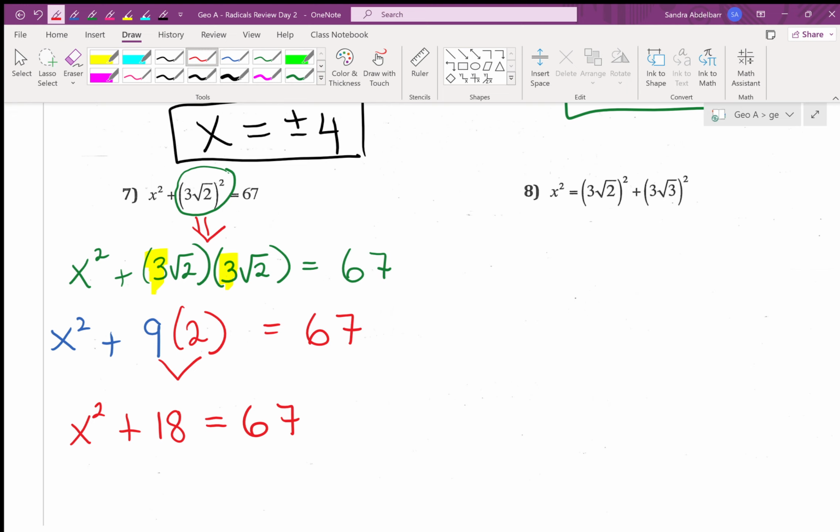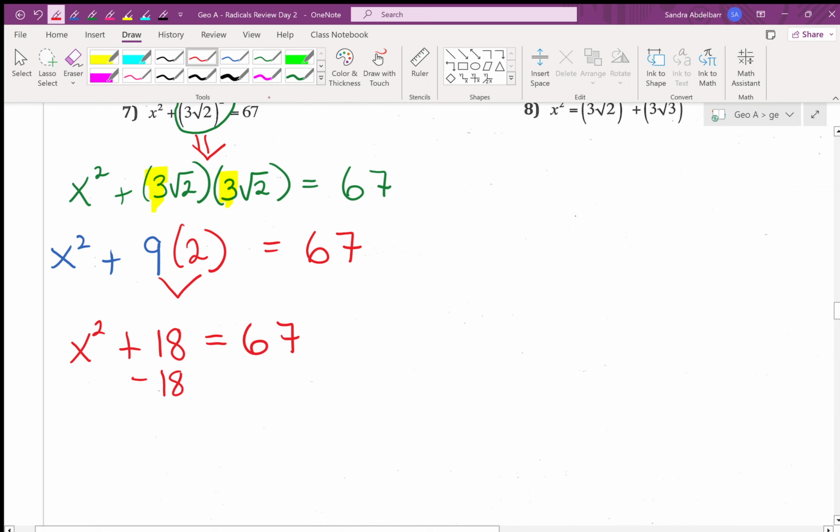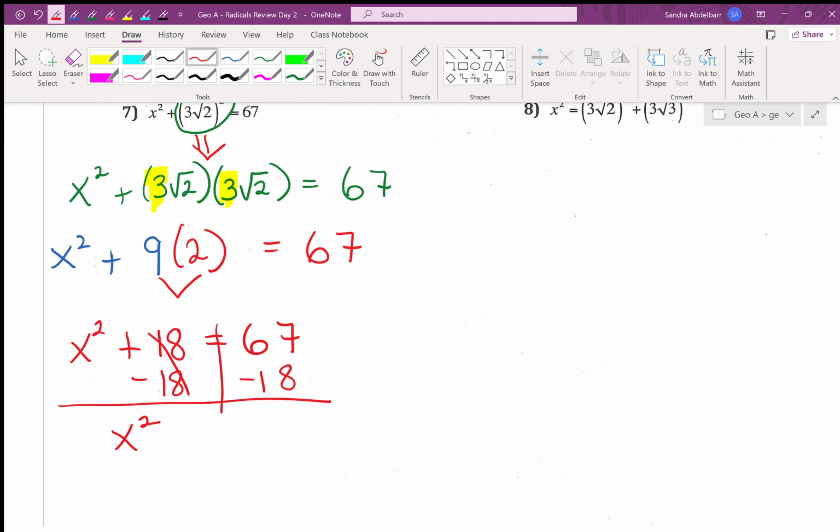And now we should know how to solve this, right? We're going to subtract 18 on both sides. So we're going to have x squared is equal to 49, thank you. Square root both sides. X will equal plus or minus 7.